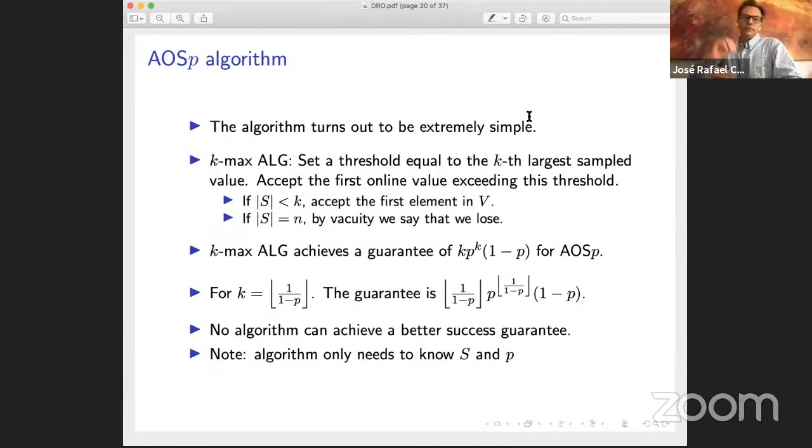Okay, so the algorithm for the adversarial order is actually very simple. You use the following. You take your set S, and you use a K-max algorithm. So K-max is the following. I look at the kth largest element in S. This is a fixed threshold, and I stop the first time I see something bigger. That's going to be my algorithm, with a specific K, of course.